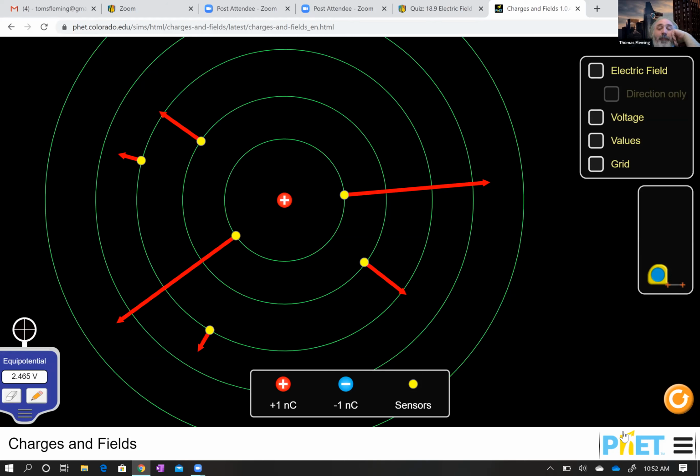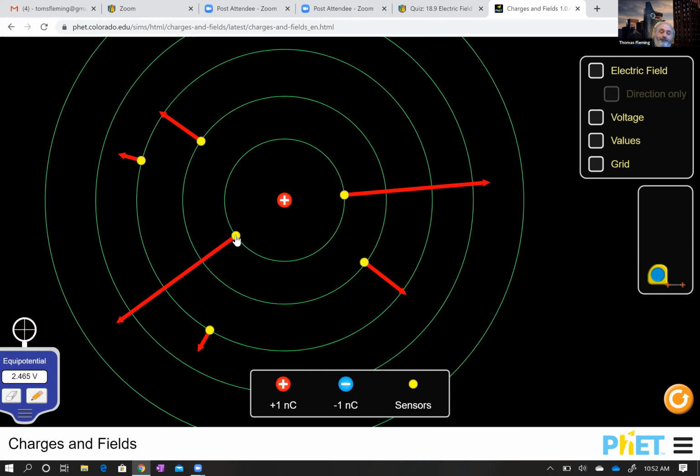So the thing that I'm hoping you would see is that my electric field, no matter where I go, always points radially away from the charge. It's always pointing away from the positive charge, no matter what. And that means that the electric field is always perpendicular to the tangent line of the equipotential surface at that location.